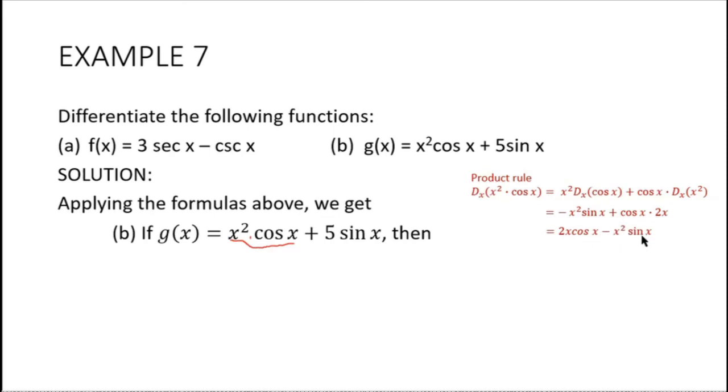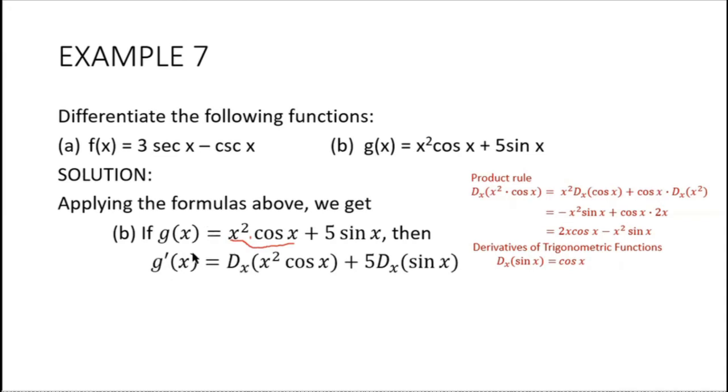Then, let's use this expression and substitute it to the first term. And this one is a constant multiple, so you just take out the 5, then the derivative of sin x. And the derivative of sin x, based on our trigonometric functions, is cosine x. So, let's input these two terms. So, we have the derivative of g of x equals, by the product rule, the derivative of x squared times cosine x plus 5 times the derivative of sin x.